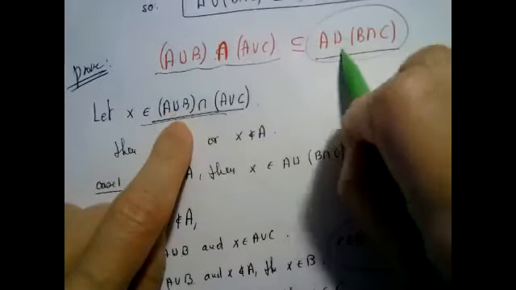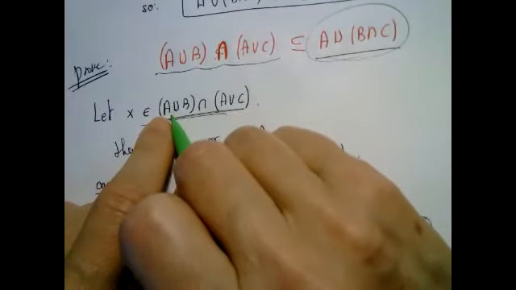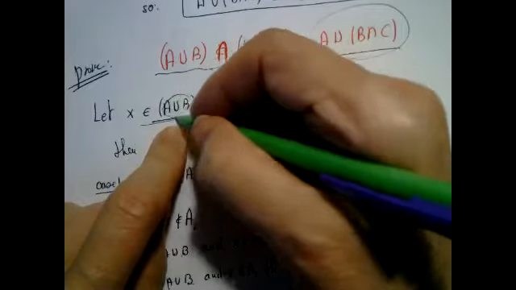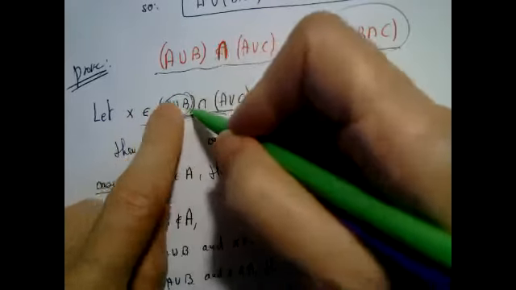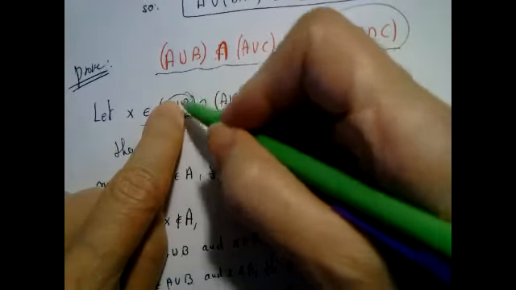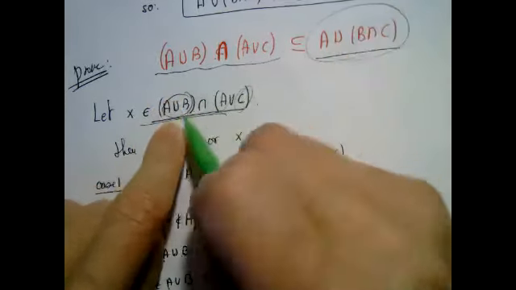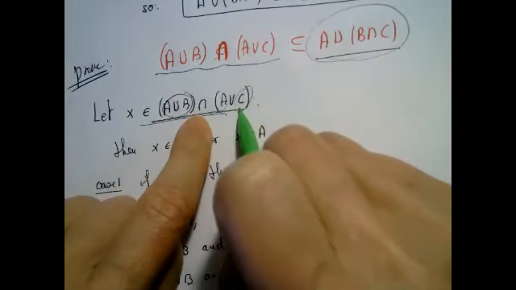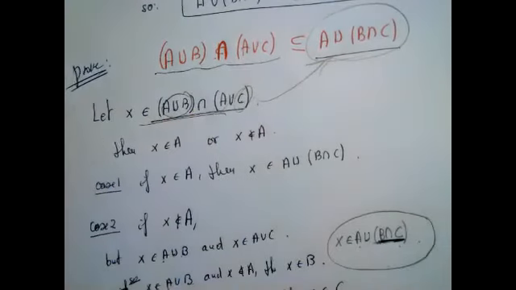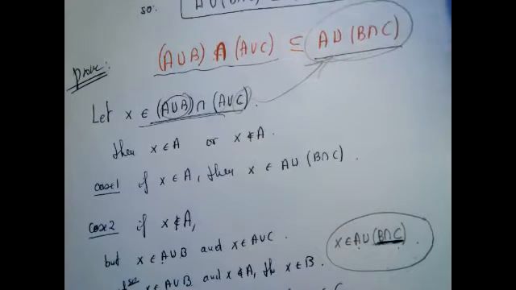If it's in A, it's in A union. If my X is not in A, my X is in A union B. So if it's not in A, it has to be in B, because it is in A union B intersect. If it's not in A, it has to be in C. So it has to be in B intersect C, hence it's in there. So that's really the logic of the proof.